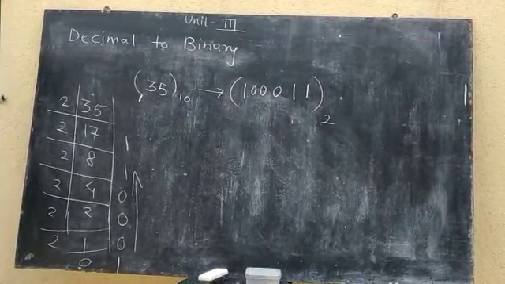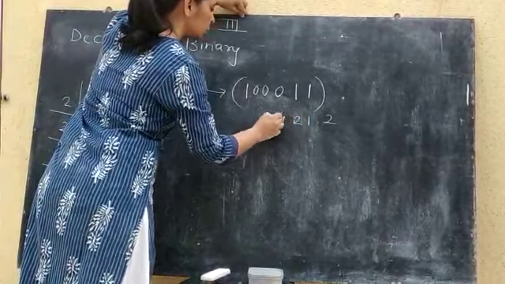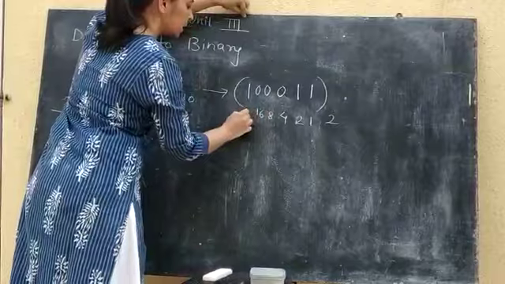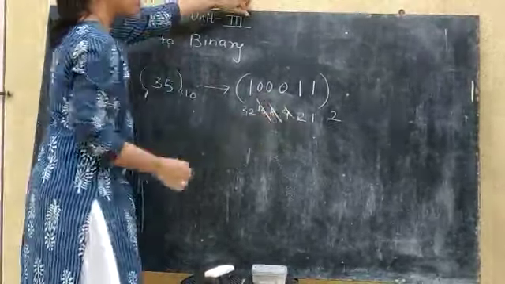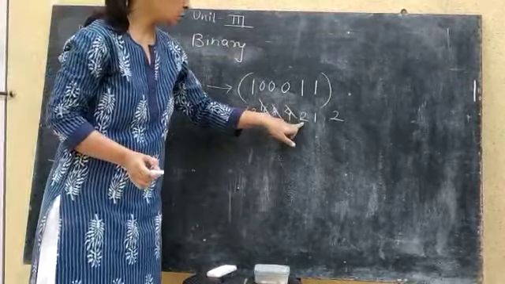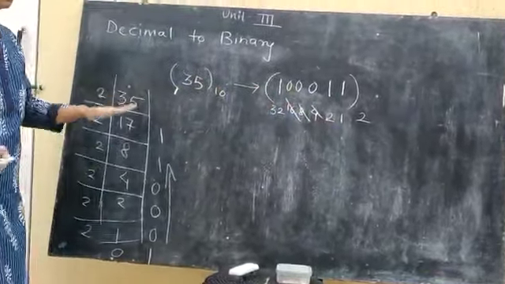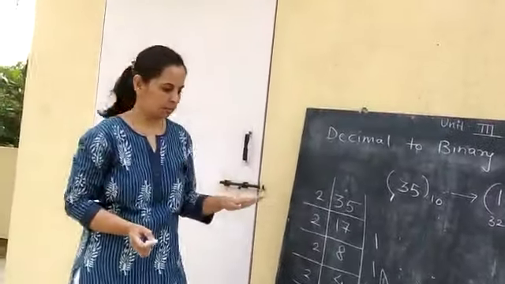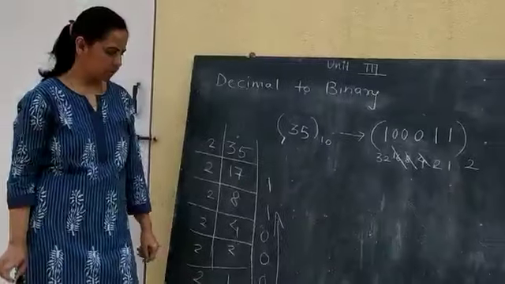You can cross check it. 1, 2, 4, 8, 16 and 32. 3 zeros are there, so I'll discard these 3 numbers below them. And if I add it, 32 plus 2, 34 plus 1 is 35. That means your conversion is correct. Right? Got this? Just note down this.